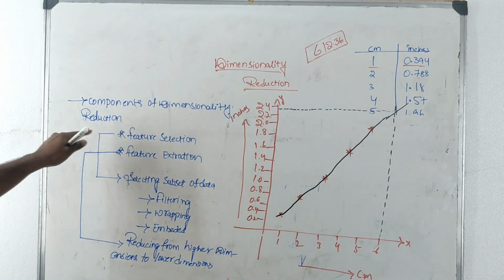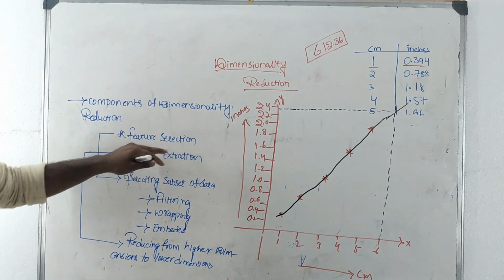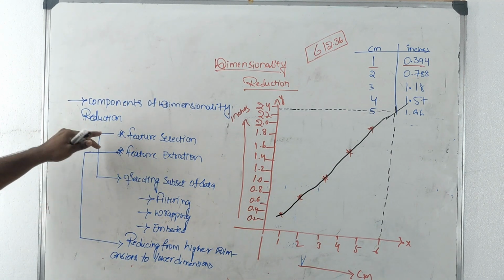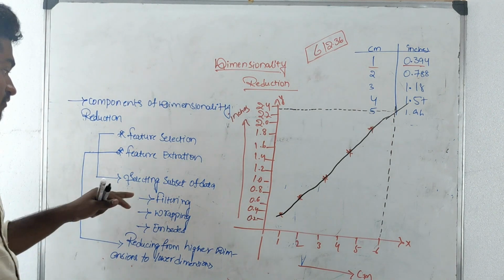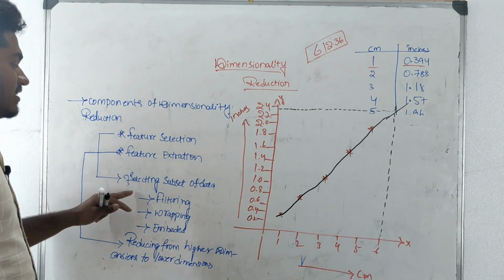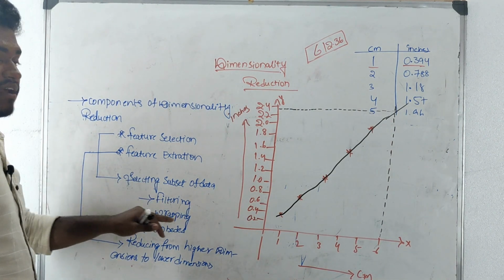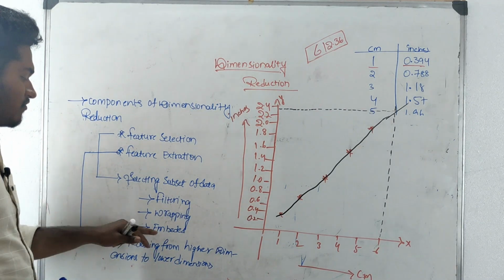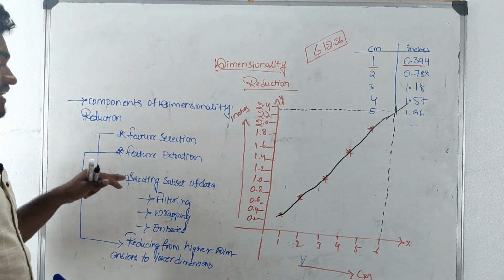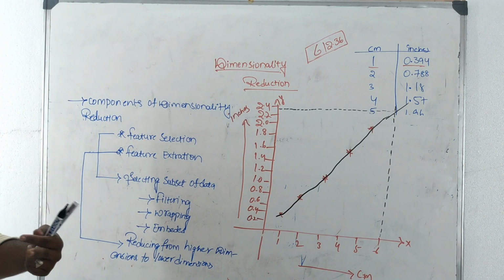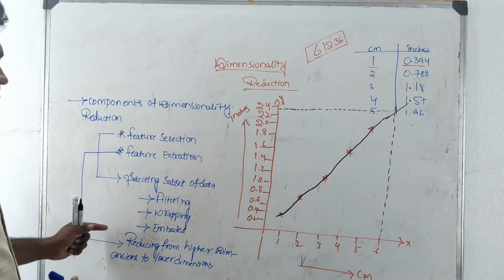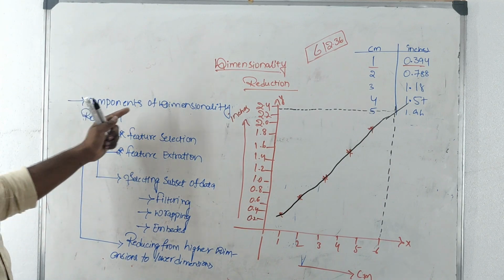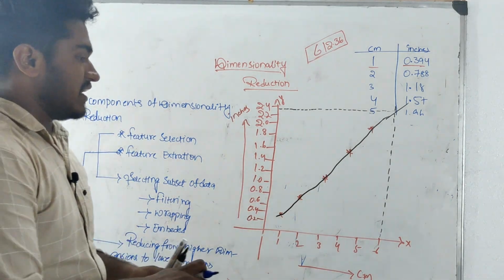So the components of dimensionality reduction are categorized into two: feature selection and feature extraction. The name itself suggests that feature selection is the process of selecting data from the vast amount of data. This selection can be done in three ways, that is, filtering, wrapping, and embedding of data. And feature extraction is the process of conversion of the data sets from higher dimensions to lower dimensions. Hope you got these components of dimensionality reduction.